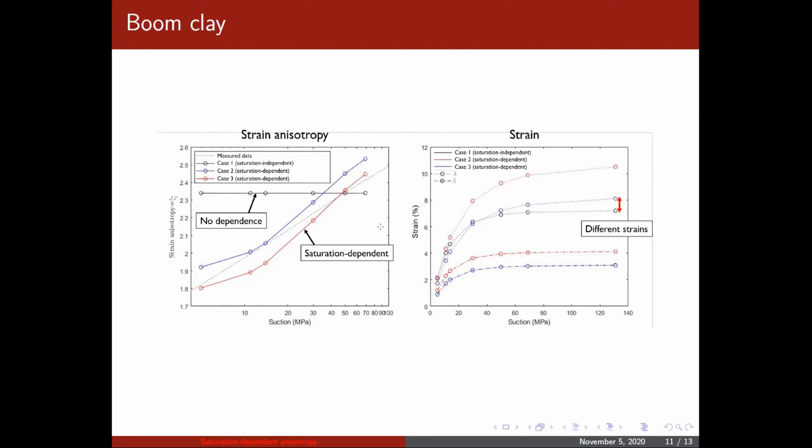And at the same time, when we look at the strains, we actually see that an increase in the suction would have increasingly different strains predicted depending on whether you consider saturation dependence of the material properties. And so this might imply that we could be over or underestimating the strain at high suctions if we do not consider saturation dependence.